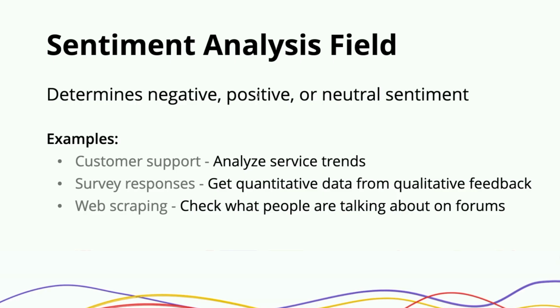The next one is the sentiment analysis field. So basically, somebody puts in some text. What this field does is it takes a look at that and it tries to determine if this was negative, positive, or neutral. And so the example we always give is like customer support. You might want to analyze a trend over time. Are my customers hating me more? Are my customers loving me more? Are my customers loving me less, right? Or another cool idea is web scraping.